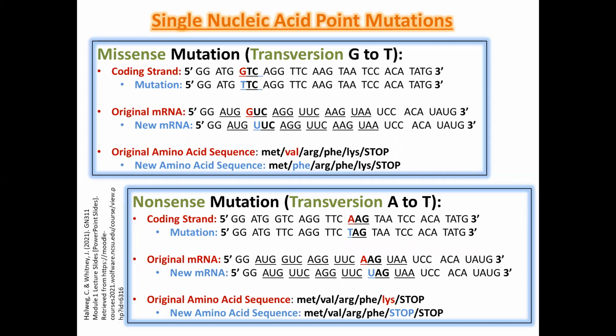The second box shows a nonsense mutation, where a single nucleotide mutation changes what normally codes for an amino acid to now code for the sequence to stop being read earlier than it should. The first adenine in the 5th codon of the DNA coding strand is mutated and is now a thymine, showing a transversion from adenine to thymine. This causes the new mRNA to show a stop codon here rather than an amino acid, cutting the chain shorter.